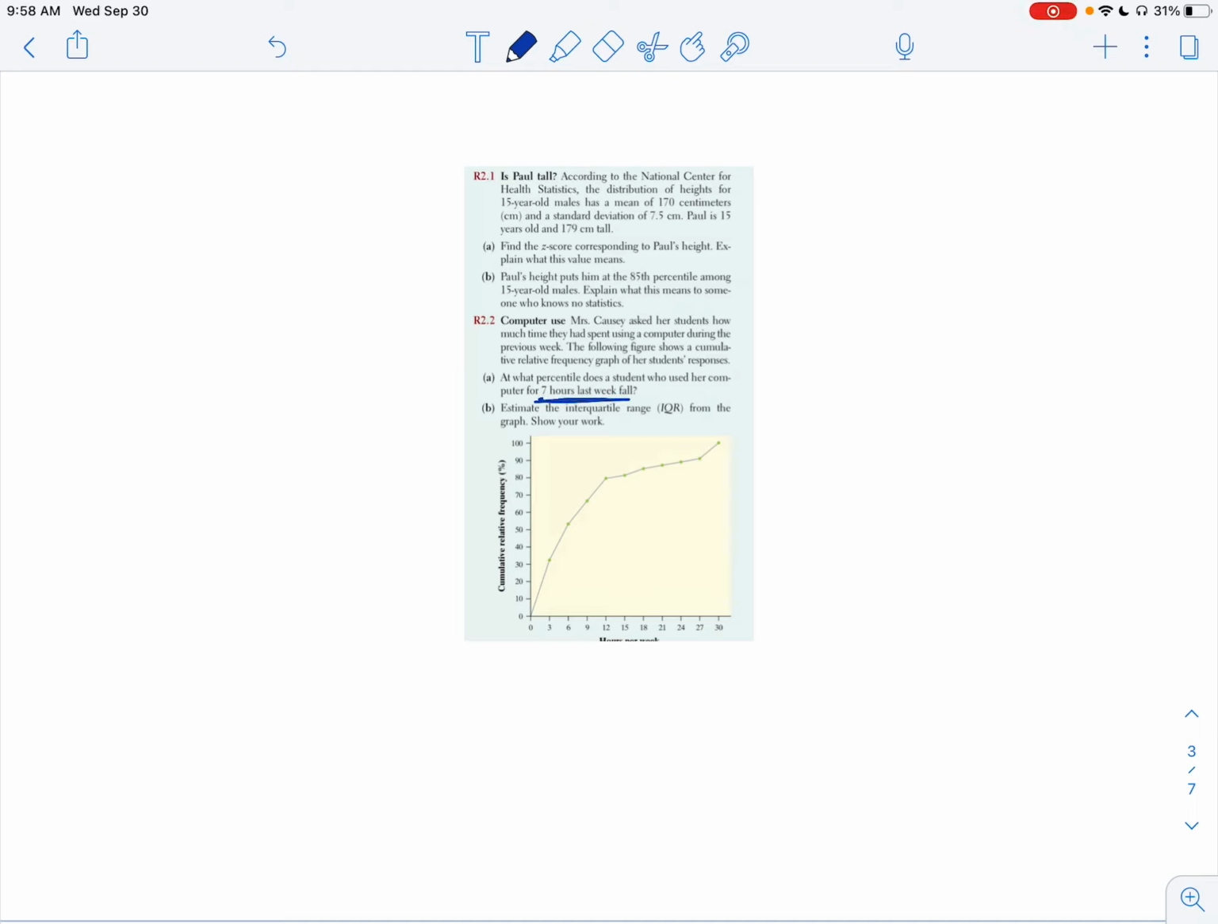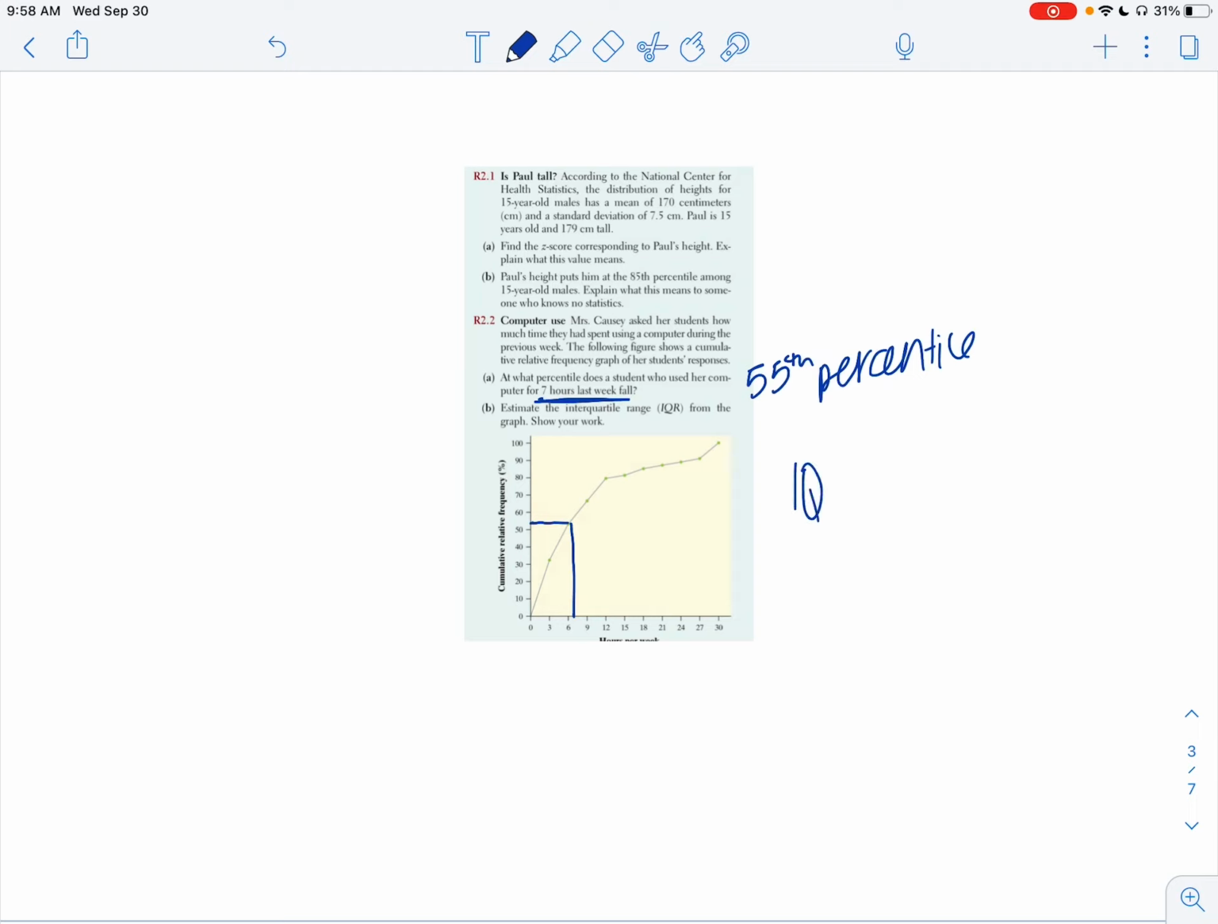So this down here is hours per week. If a student's at 7, that's right about here on the graph. So that puts the student at about, for part A, about 55th percentile. And then estimate the IQR from the graph, show your work.